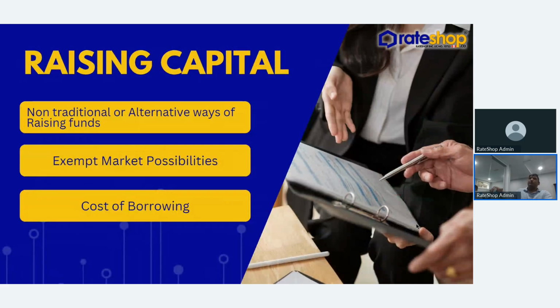Okay, so we talked about raising capital. You have non-traditional or alternative ways of raising funds. We talked about putting in JVs, which is known as joint ventures. So one of the opportunities that you have is when you are speaking with a number of people, you're also being introduced to new customers that have a like-mindedness of operation or business, but don't have the ability to network and connect with each other.